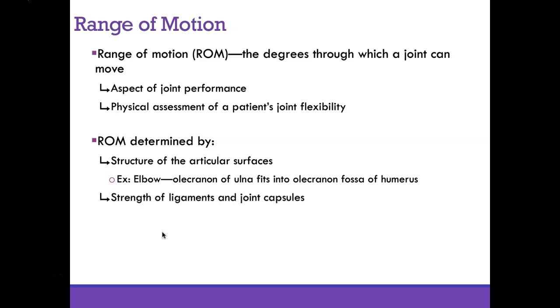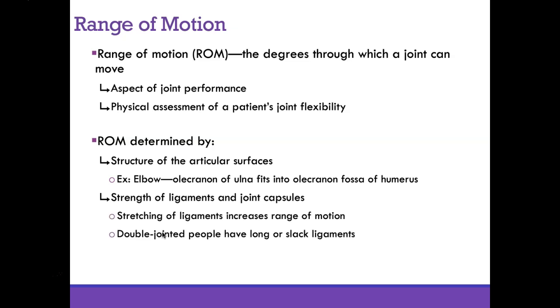Range of motion is also determined by the strength of the ligaments and the joint capsules themselves. Some people who have longer ligaments are falsely called double jointed. They still have the same number of joints, but they have an increased range of motion because they have stretchier or longer ligaments.